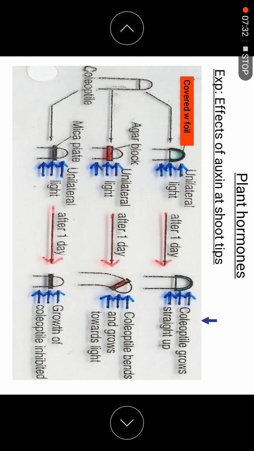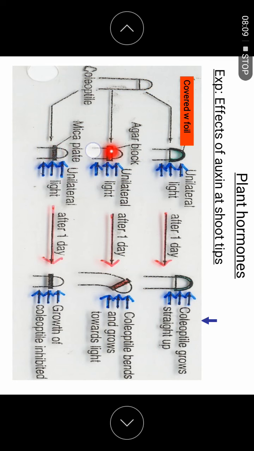And then the last example is you use the mica plate. Mica plate is to stop the diffusion of auxin. So you see the growth of the coleoptile stops. Remember, this part on top is the production of the auxin. So even though the auxin is produced here, it has to move down to the elongation zone to become longer. So when we put the mica plate here, the diffusion cannot happen.